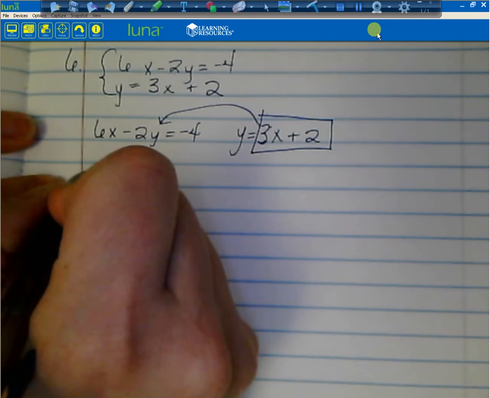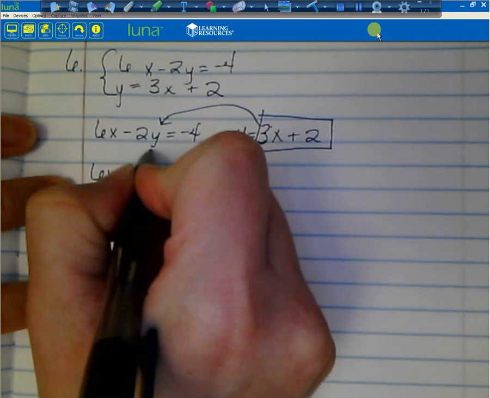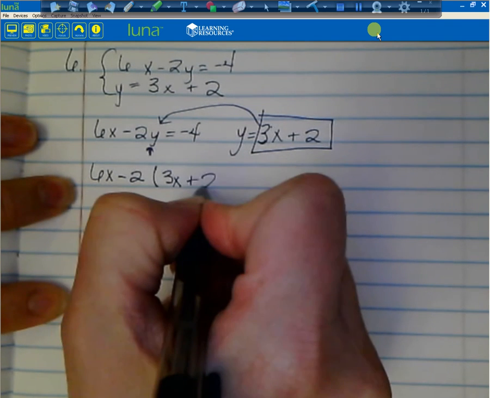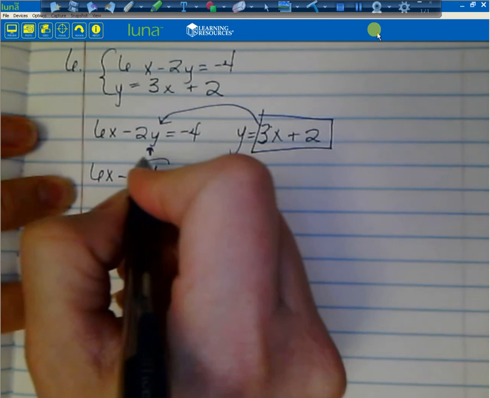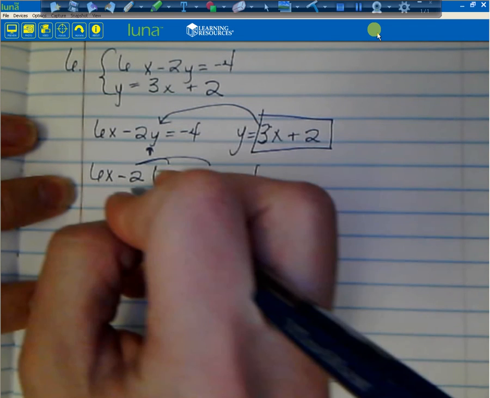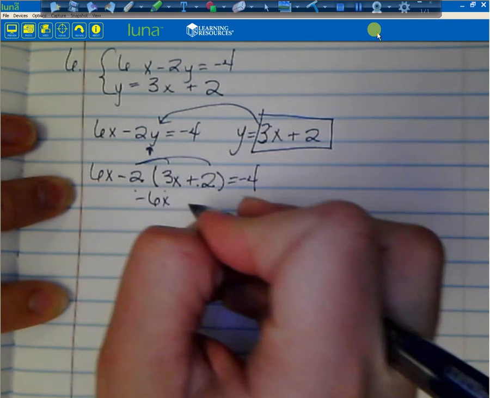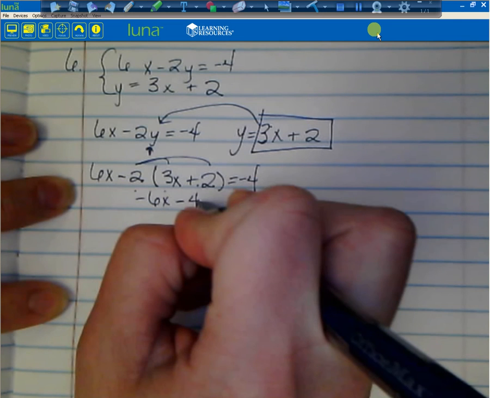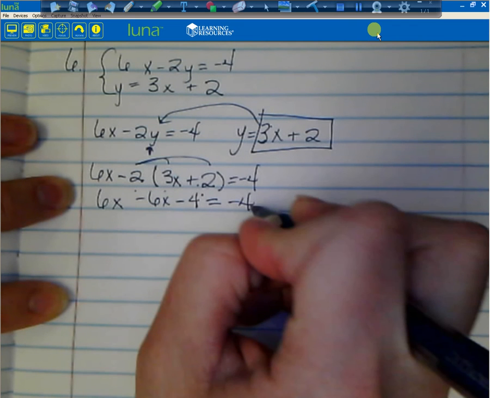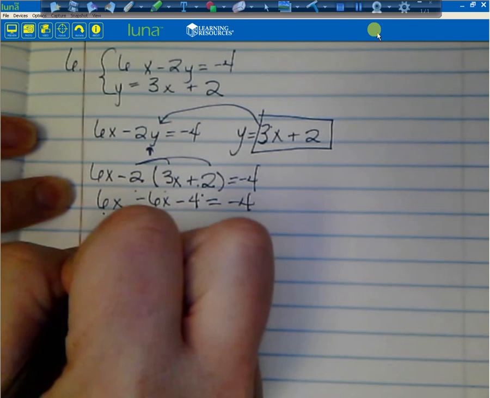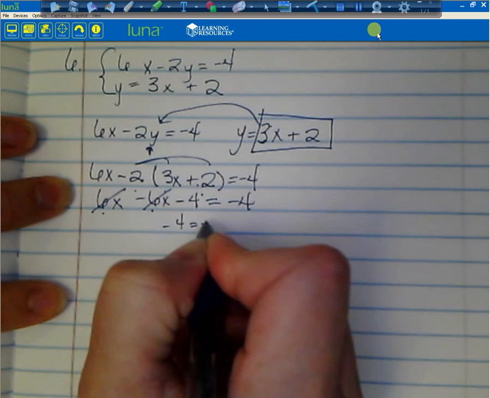It's going to give me 6x minus 2, open parentheses, I'm plugging in for y here, 3x plus 2, close parentheses, equals negative 4. Now I'm going to distribute my negative 2 to everything inside the parentheses because that's what the order of operations tells me to do. Negative 2 times 3 gives me negative 6x. Negative 2 times positive 2 gives me negative 4. I'm going to bring down my 6x, bring down my equal sign, and my negative 4 on the other side. So here I have 6x minus 6x, which again is going to cancel, and it's going to leave me with negative 4 equals negative 4.